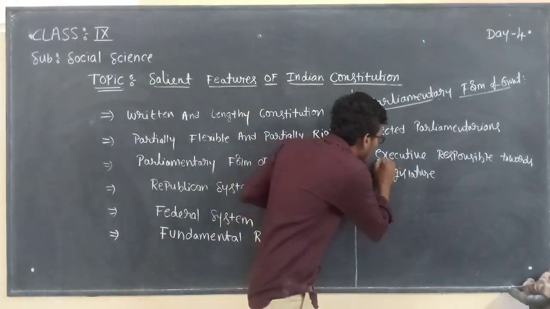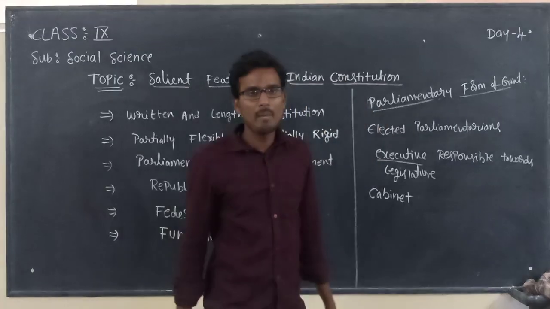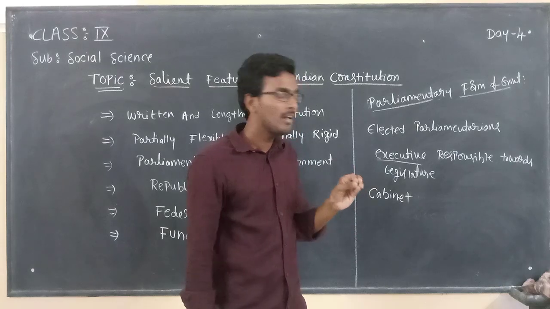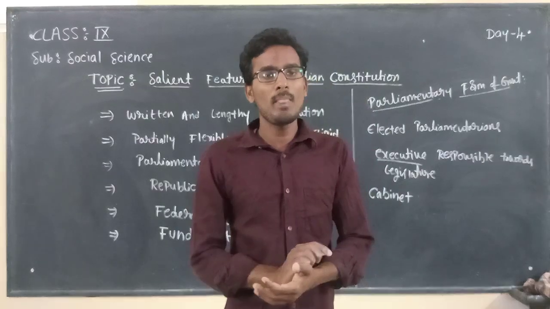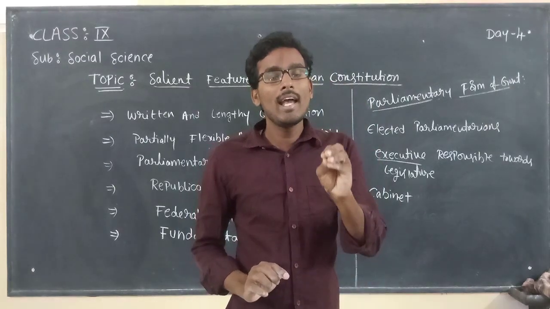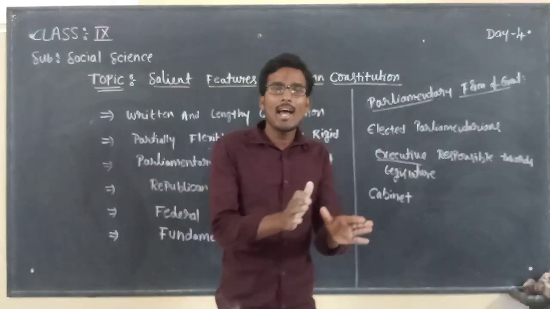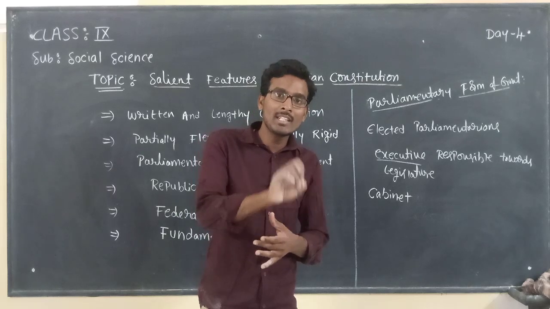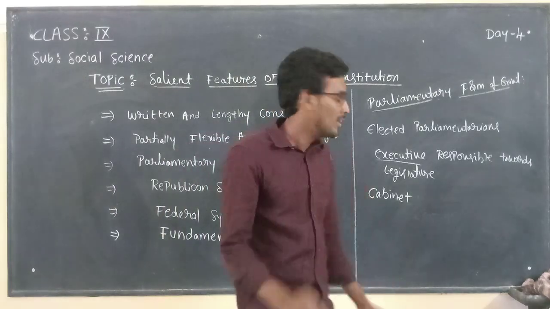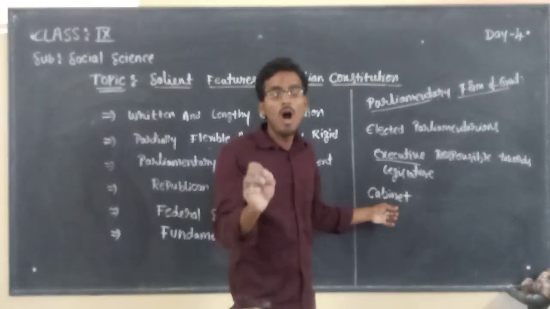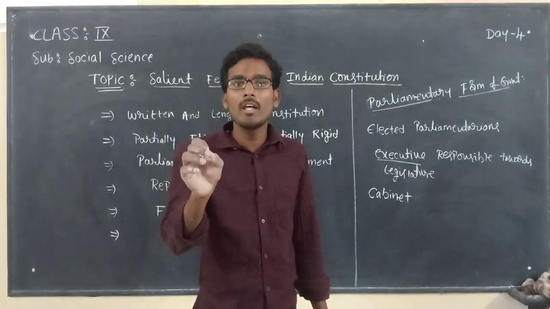The executive contains the cabinet. Cabinet means a group of ministers. Here the cabinet ministers enjoy their power until they maintain confidence in the legislature. Until they have confidence in the legislature, they enjoy power in our government. Once the cabinet ministers lose their confidence in the legislature, they have to resign from their position.